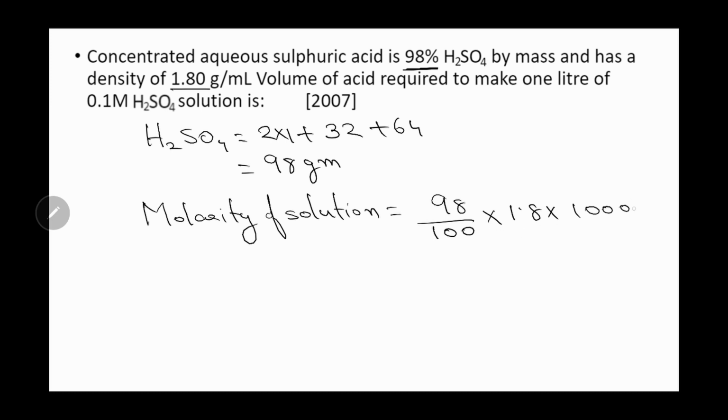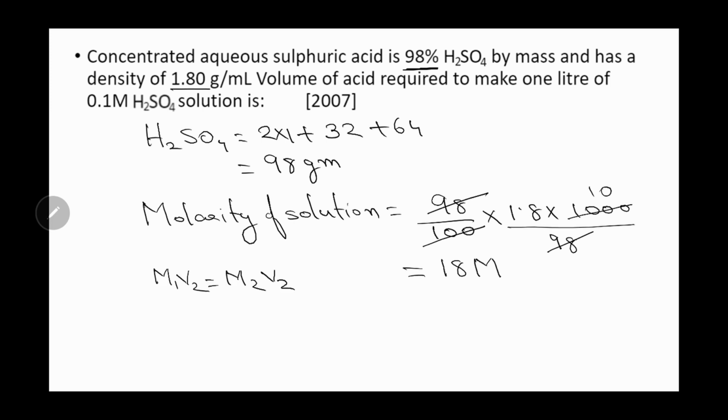This 1.8 into 1000 is the mass of 1 liter of solution, and the number of moles present in this 1 liter solution we get by dividing it by 98. So how much does it come out to be? 98 cancels, 100 and 1000 cancel, giving out 10. It comes out to be 18 mole, or the molarity of the solution is 18 M. So it's quite simple. The molarity of the solution is 18 M.